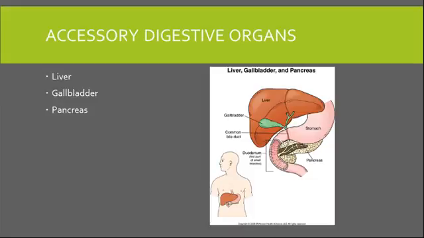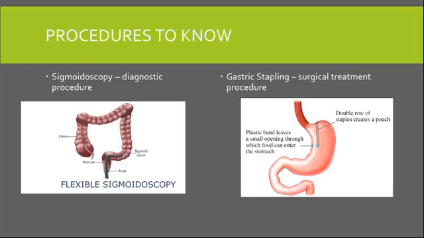There are 2 procedures I want you to remember for your quiz. Sigmoidoscopy. This is a diagnostic procedure, so it's not a treatment procedure, where they use a scope, go in through the anus and look specifically at the sigmoid portion of the colon. Gastric stapling. This is a surgical treatment for obesity in which they will make the stomach smaller so that less food can enter the stomach.